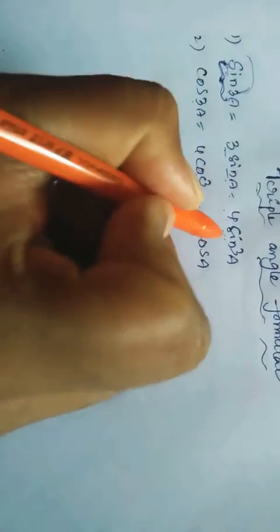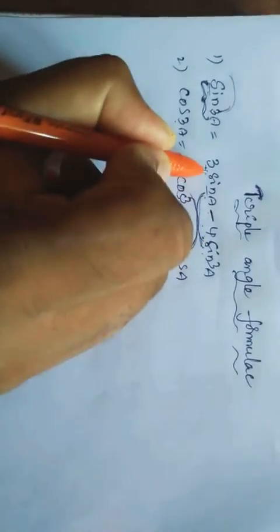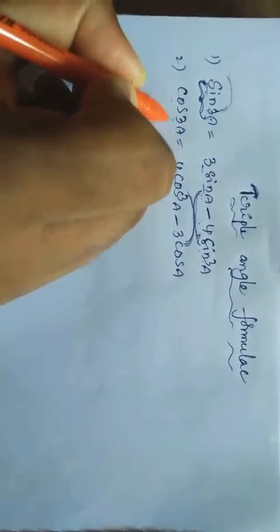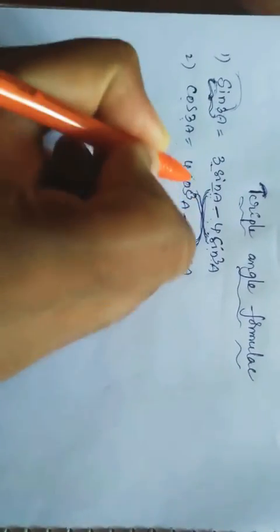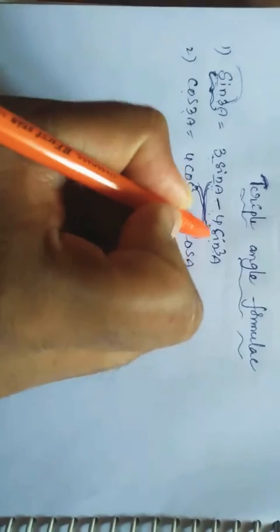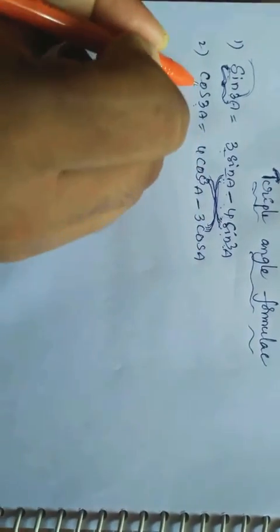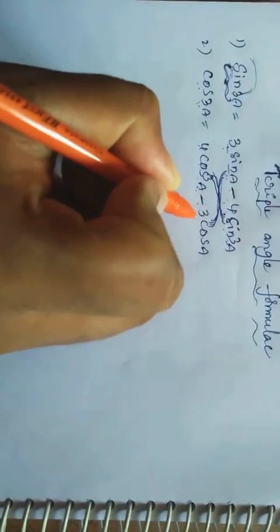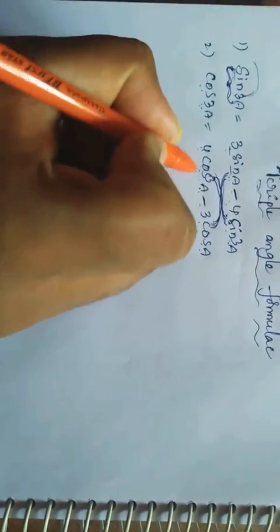Coming to the cos 3A, we have to interchange those formula, that formula. Now I am doing here 3 sin A minus 4 sin cube A. Coming to the cos 3A, we are interchanging. So 3 sin A minus 4 sin cube A will become, coming to the cos 3A here, 4 cos cube A minus 3 cos A. 4 cos cube A minus 3 cos A.